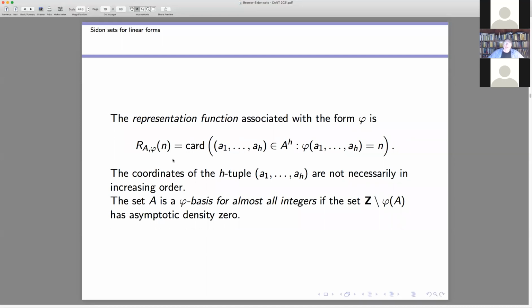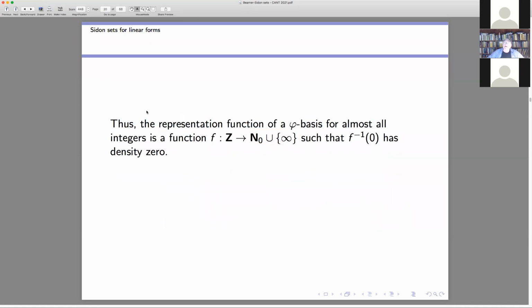Just to say something about these linear forms, we say that A is a phi basis for almost all integers, or you can say for all integers, but in this case, for almost all integers, if every number except for a set of density 0 can be represented by this linear form. So that's what we mean by a phi basis of order H. And if you have such a thing, then the representation function is 0 only on a set of density 0.